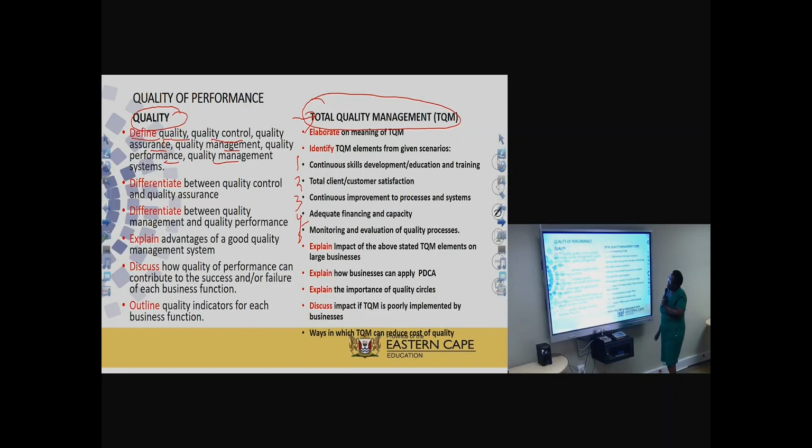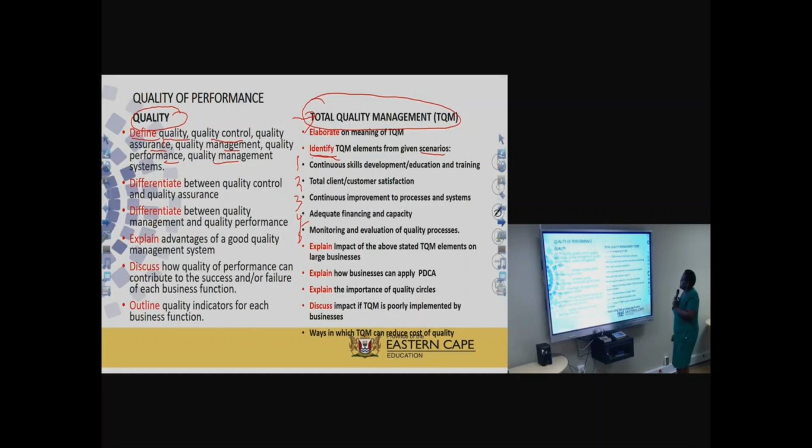With the TQM elements, you will be given scenarios. In those scenarios, you must be able to identify. You must focus on the verbs. You must be able to identify the TQM elements from given scenarios. The first one, continuous skills development or education and training. Total client or customer satisfaction. Continuous improvement to processes and systems.